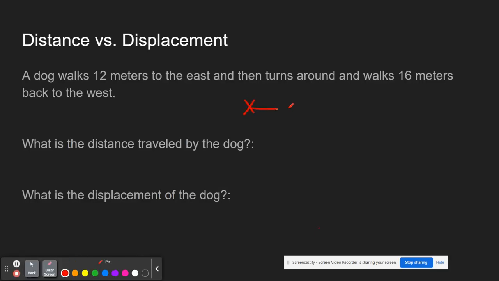If the dog starts here, this is east, goes 12 east, and then turns around and goes 16 west. How far are you from where you started? Well, 12. Now you're going to subtract these since they doubled back. 12 minus 16, I am 4 meters west of my initial location, because I went 12 east, 16 west. I went 4 more meters west, or the dog went 4 more meters west. So it'd be 4 meters west. All right.